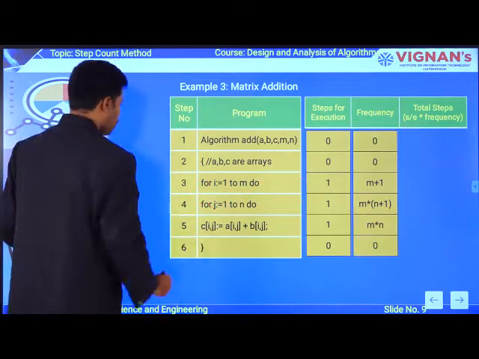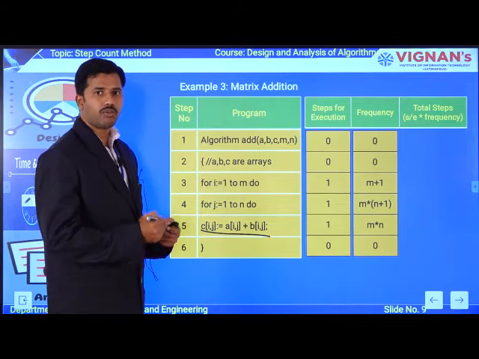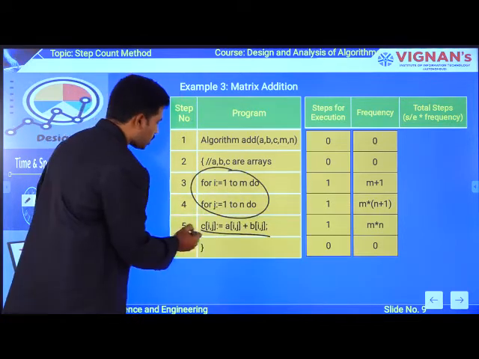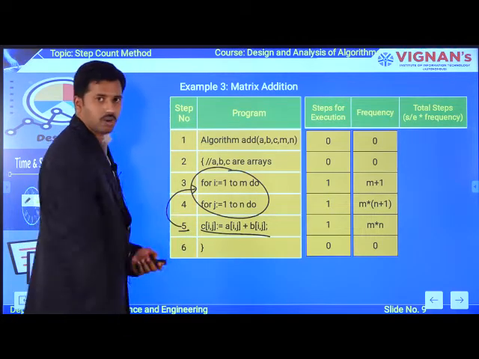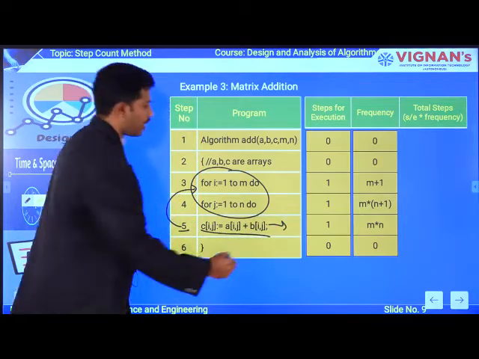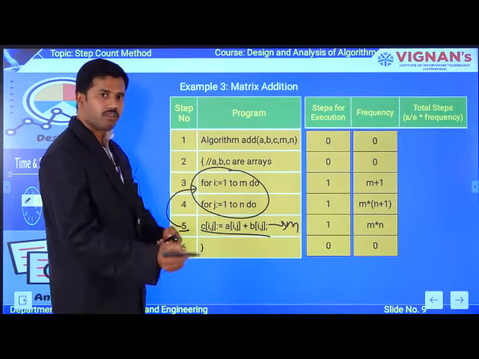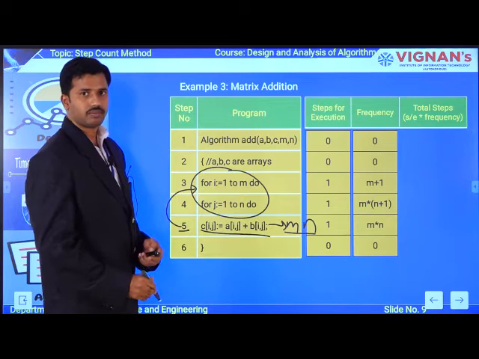Okay. Now coming to the fifth instruction. This fifth instruction is available where? Inside these two for loops. So ultimately the execution of the fifth instruction depends upon these two for loops. Okay. So how many number of times is the outer for loop executing? M times. And how many number of times is the inner for loop executing? N times, together which is m into n.